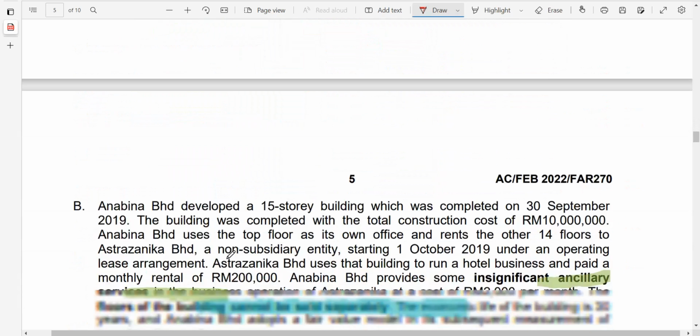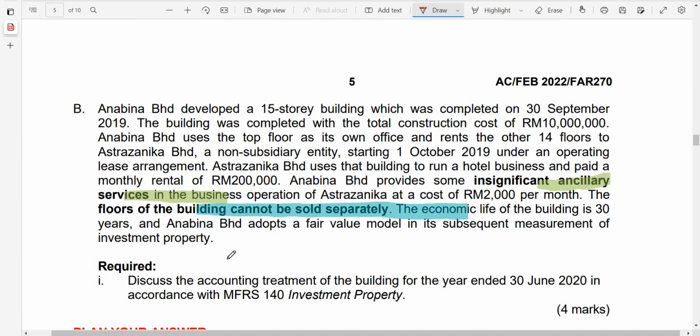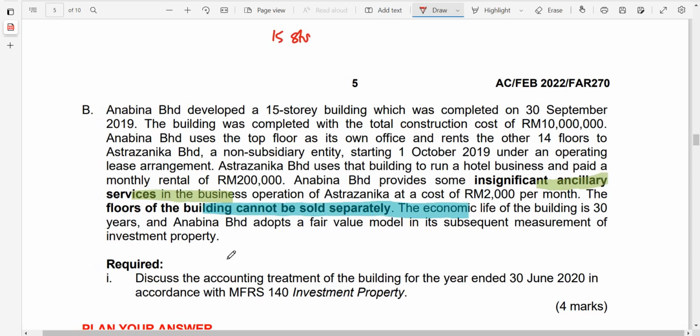Let's look at the second question. This is about another company, Anabina, that developed a 15-story building. The building was completed on 30th September 2019, the date of completion, with a construction cost of 10 million. There are no other costs, but this is the cost given. This is the initial cost on the date that it is being used as IP, so we have to see this.